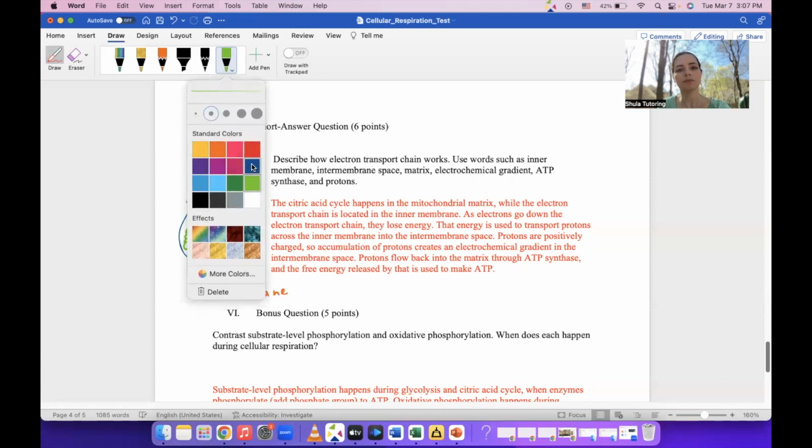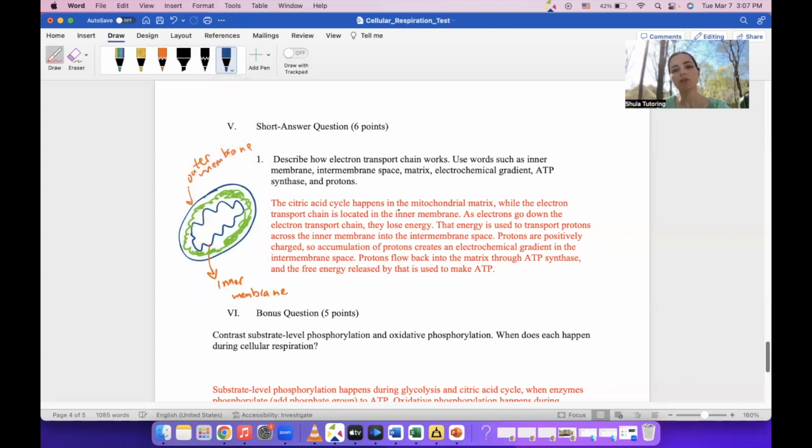So what happens? The citric acid cycle will happen here in the matrix, right, inside, while the electron transport chain will be located in the inner membrane, which is here, right? This is the inner membrane. That's where the electron transport chain will be embedded.